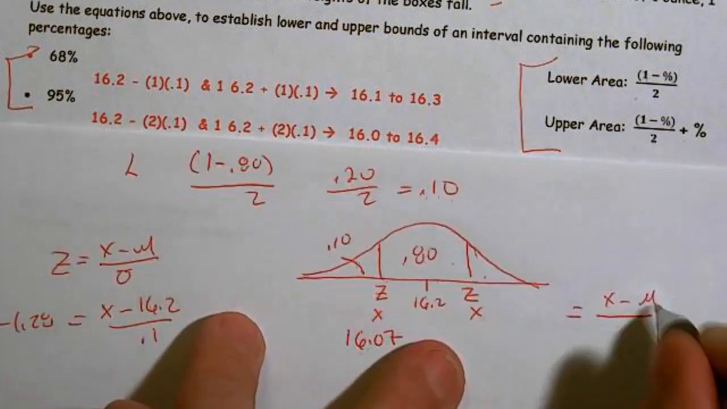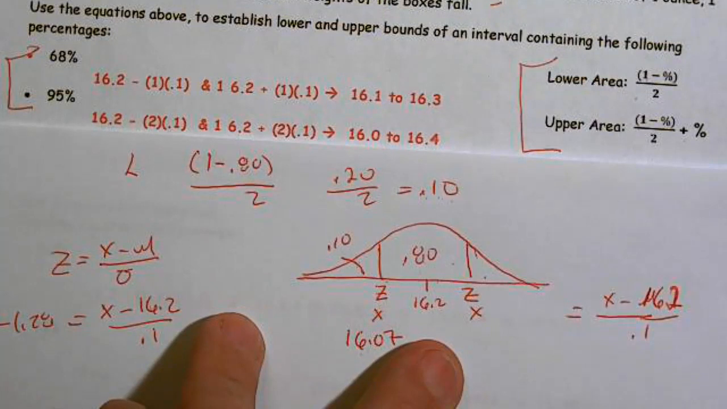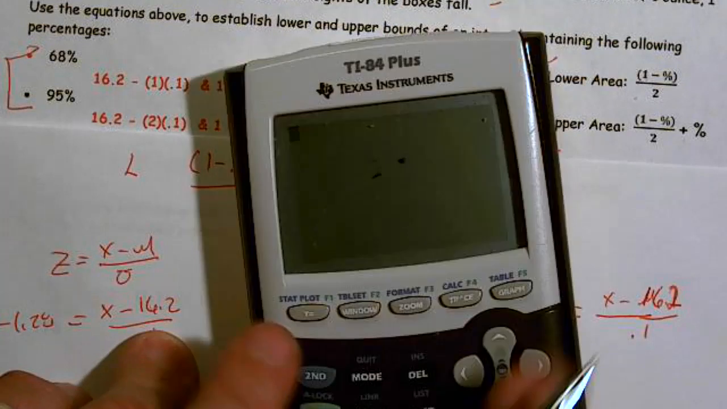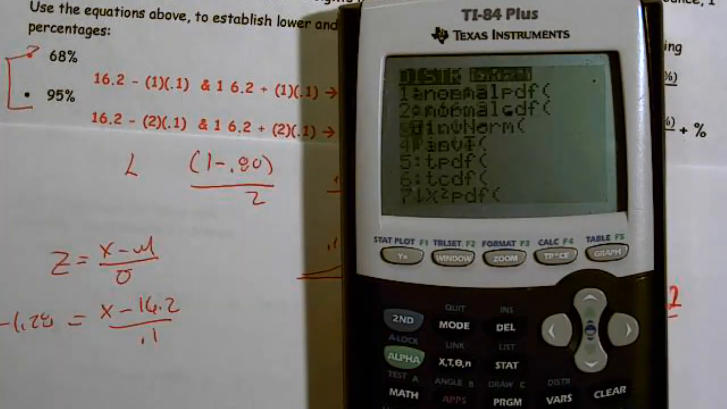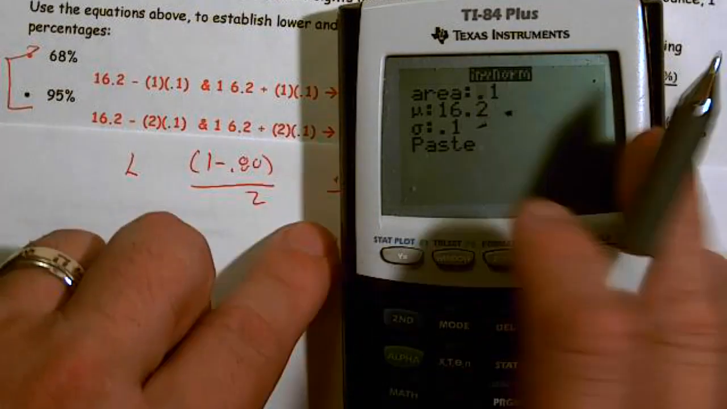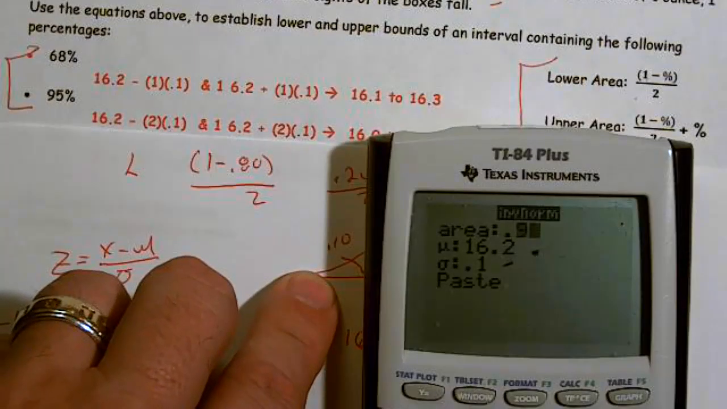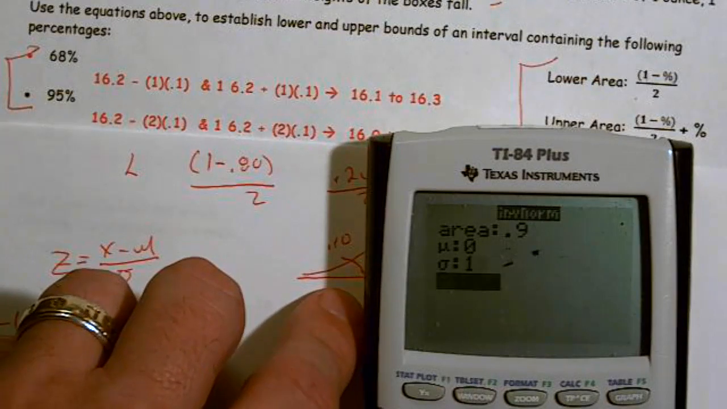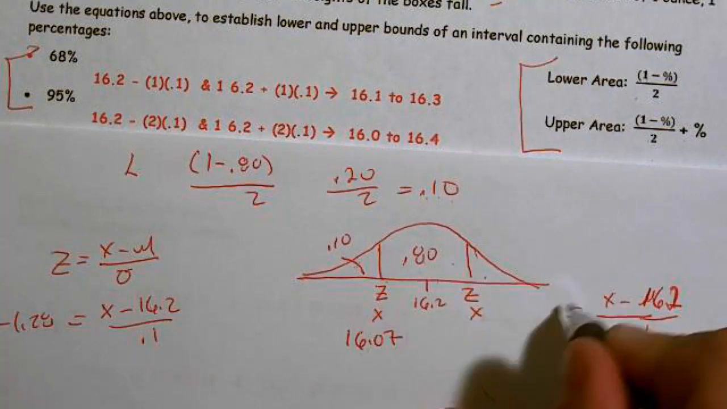X minus mu, or X minus 16.1 over, or that's wrong, 16.2, excuse me. So 16.2 over 0.1. Second vars, inverse norm. My area is no longer 0.1 because it's the sum of these two, which is 0.9. I get a z-score of 1.28, and that's not surprising because it should be symmetric.